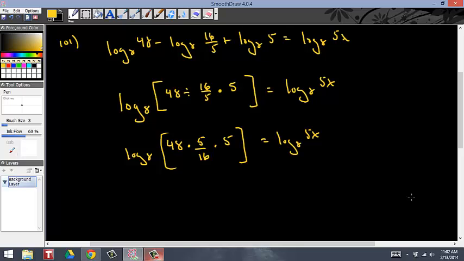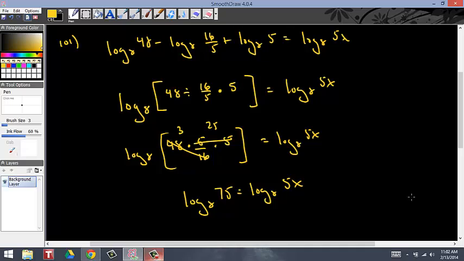Everyone okay with what I'm doing so far? Anyone know what 48 divided by 16 is? 3. 5 times 5 is? 25. For all my people who go to Chuck E. Cheese, 3 times 25 is? 75. Log base 8 of 75 equals log base 8 of 5x.